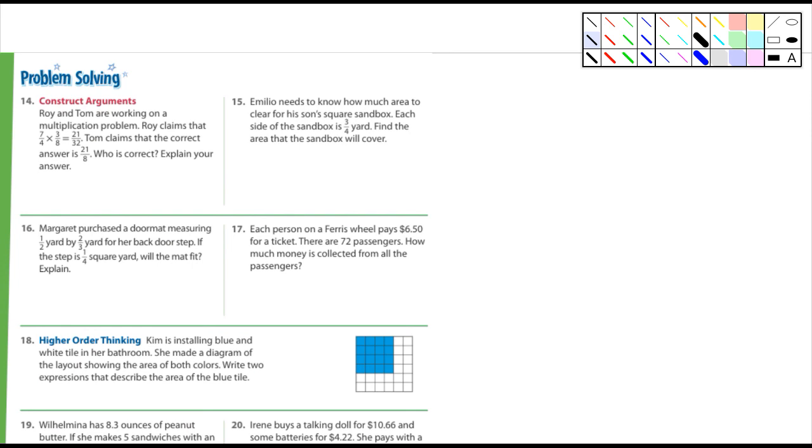Roy and Tom are working on a multiplication problem. Roy claims, is this still recording? Yes. Roy claims that 7 over 4 times 3/8 is 21 over 32. Tom says the correct answer is 21 over 8. Who's correct? Roy is correct.